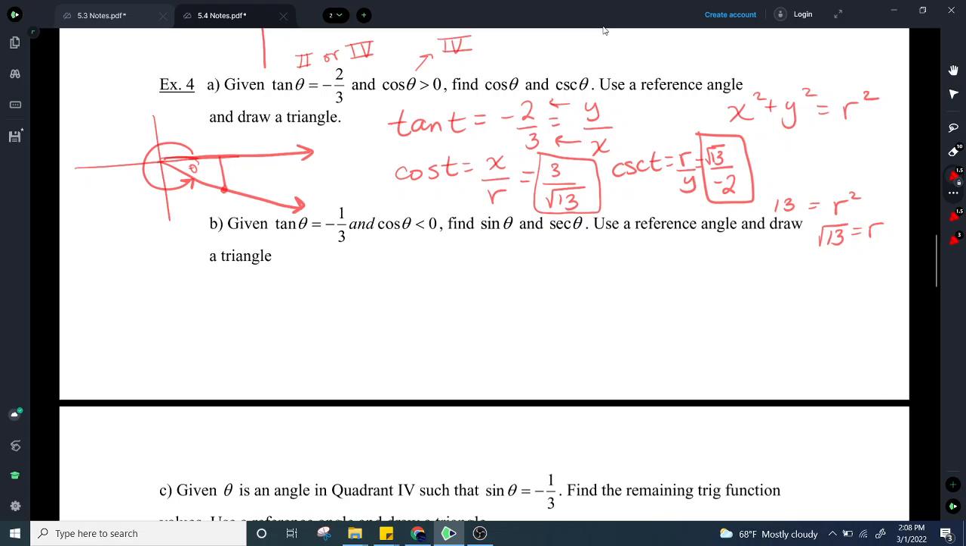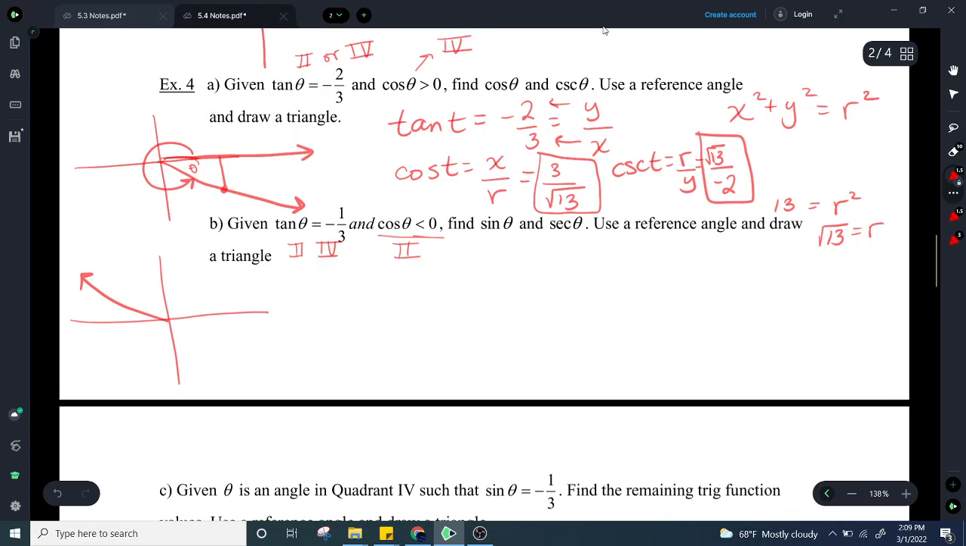Given that tangent theta is negative and cosine is also negative, they want you to find sine theta and secant theta. So let's first determine the quadrant that we're located in. If tangent is negative, that means I'm either in quadrant 2 or quadrant 4. This time cosine is negative. So in which of these quadrants is cosine negative? That would be quadrant 2. So my angle that I'm going to work with is in quadrant 2.